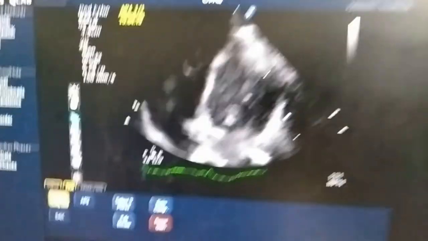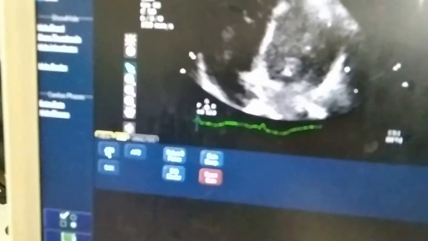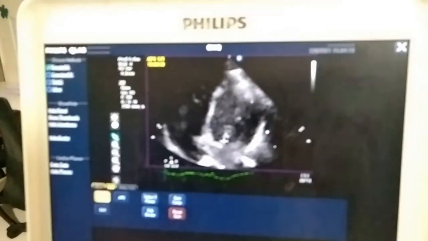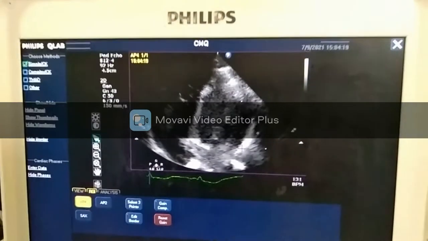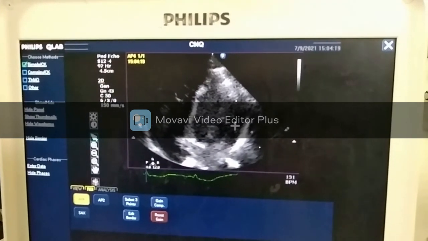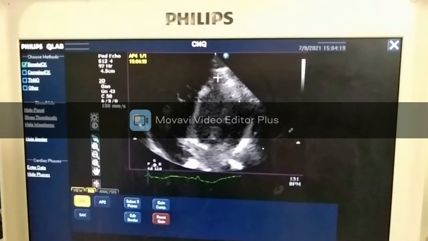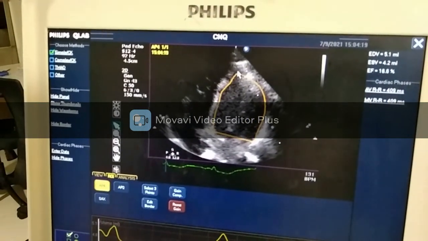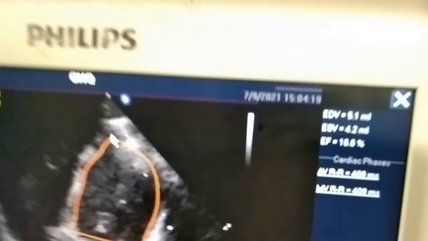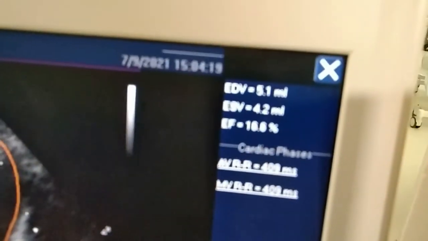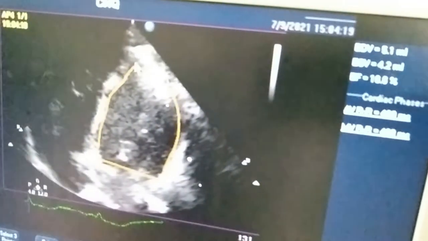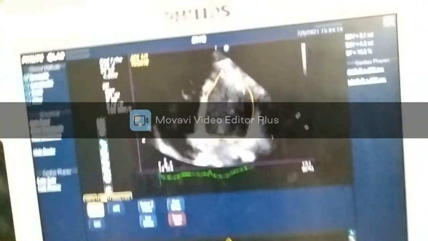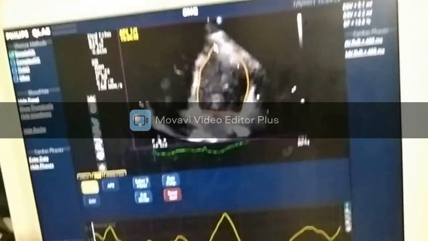This is a four chamber. You can see AP4? Yes, sir. You can take this AP4. And then I take this, and this. So this is what exactly you got, ejection fraction of 16.6%. This is how it looks like, global longitudinal strain. This is in the four chamber. This is in the four chamber. Clear? Now, I'll just acquire this.